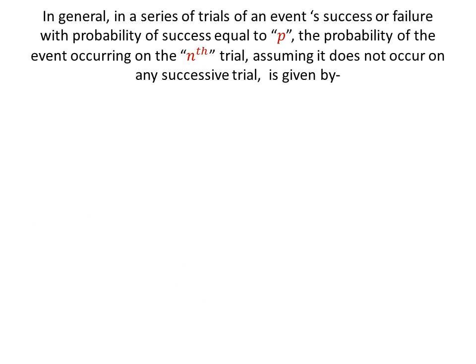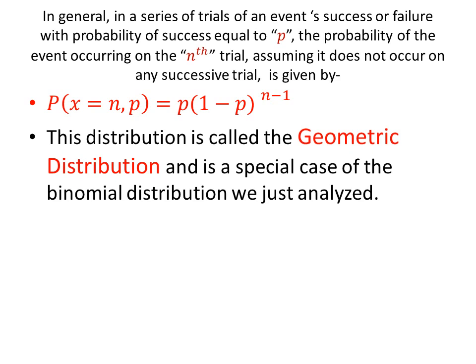In general, in a series of trials of an event's success or failure, with the probability of success equal to p, the probability of the event occurring on the nth trial, assuming it does not occur on any previous trial, is given by this expression: p times (1 minus p) to the n minus 1 power. This distribution is called the geometric distribution, and of course it is a special case of the binomial distribution that we've just analyzed.